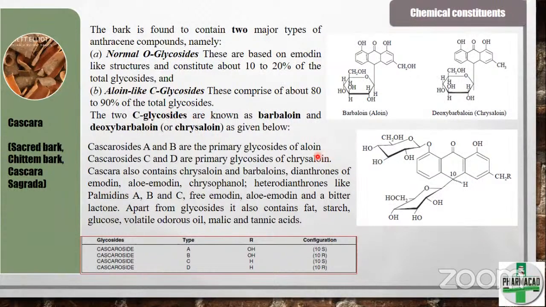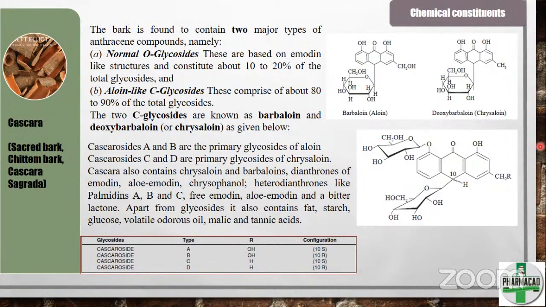Now, cascarosides A and B are primary glycosides of aloin. C and D are primary glycosides of chrysaloin. So A, B, C, D, I have given the configuration of all of them here. And what is the R group? This group. Okay, how do you differentiate? So the structures of aloin and chrysaloin are also given.